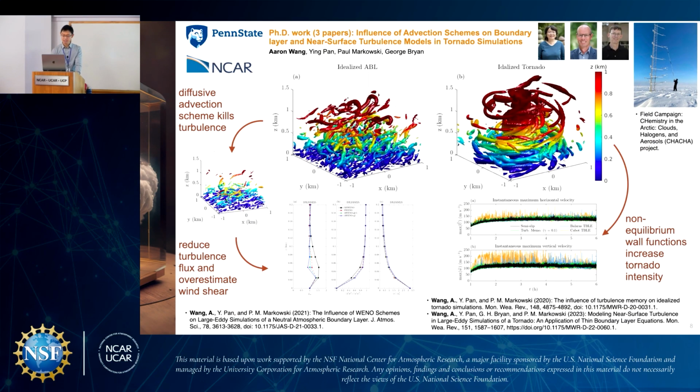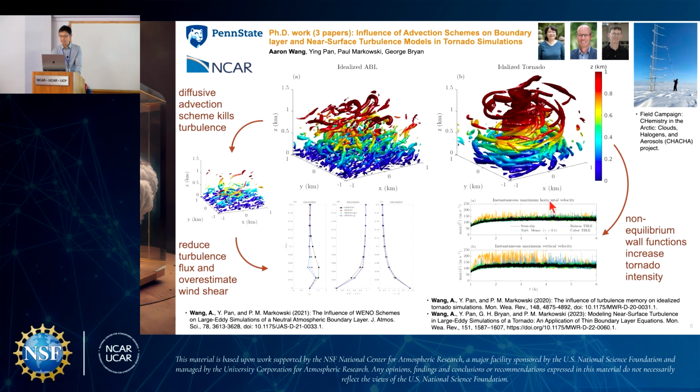And during my PhD study at Penn State, I was mainly simulating the atmospheric boundary layer and tornadoes. This paper shows that in large eddy simulation, if we use some diffusive advection schemes, they may kill the resolved turbulence, underestimating the resolved turbulent flux, and overestimate the near-surface wind shear.